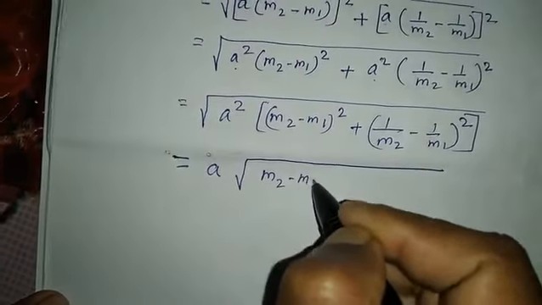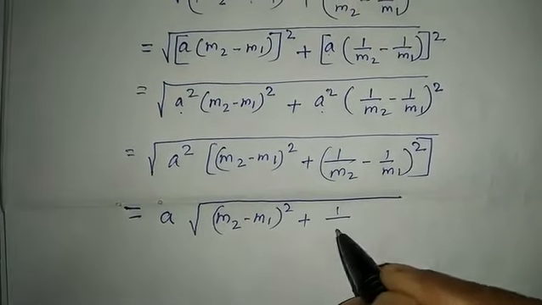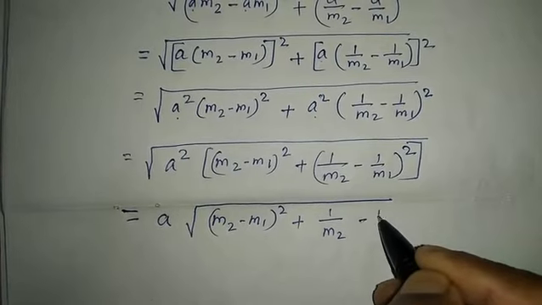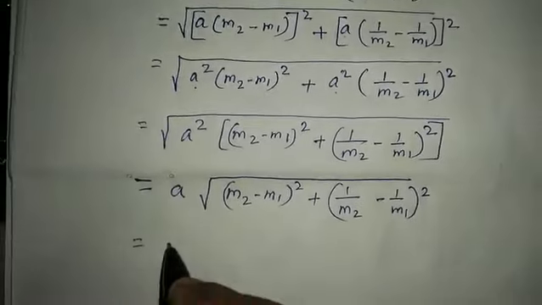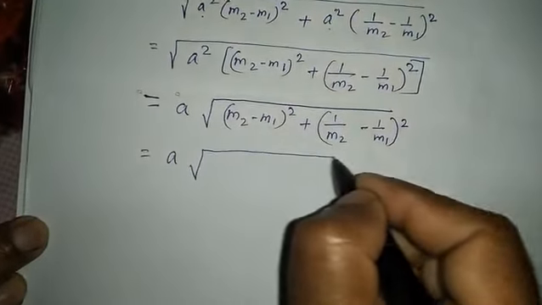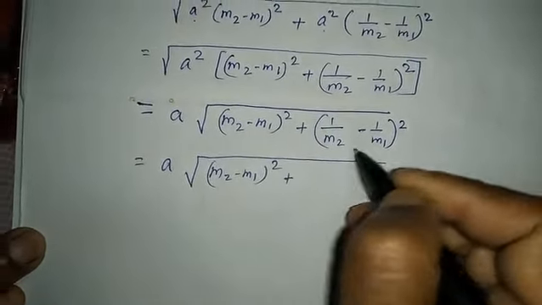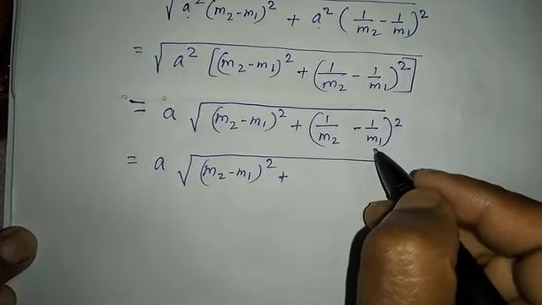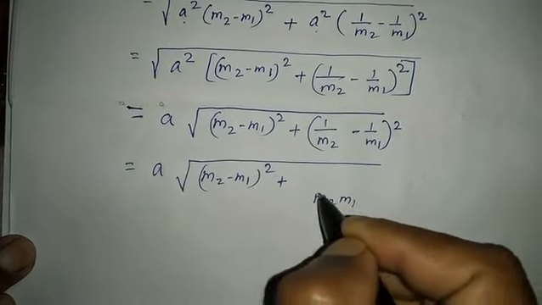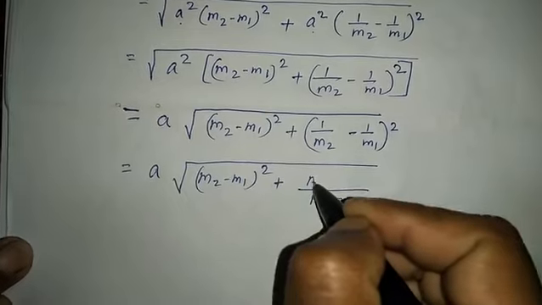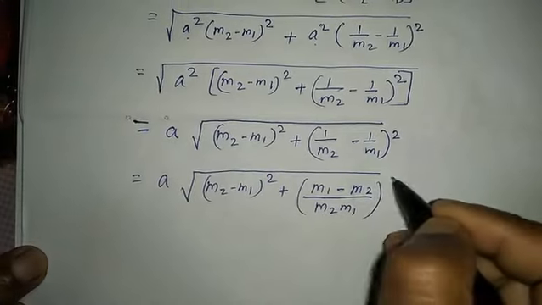So remaining (m2 minus m1) all square plus (1/m2 minus 1/m1) all square. That's equal to a into square root of (m2 minus m1) all square plus, there 1/m2 minus 1/m1, there we can take the LCM and subtract. LCM is m2 m1. There in the numerator we get m1 minus m2, then all square.